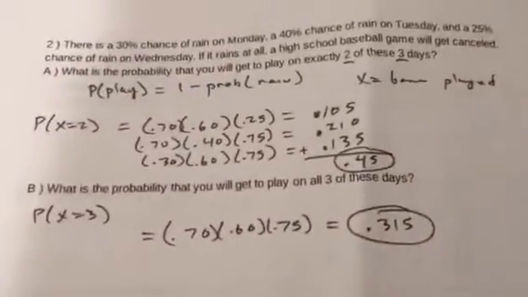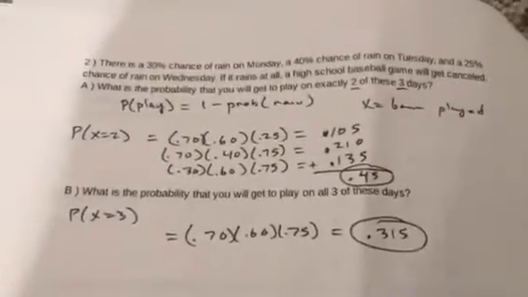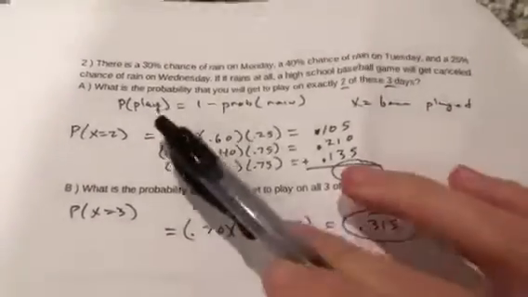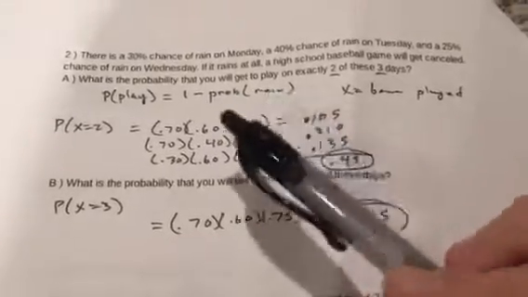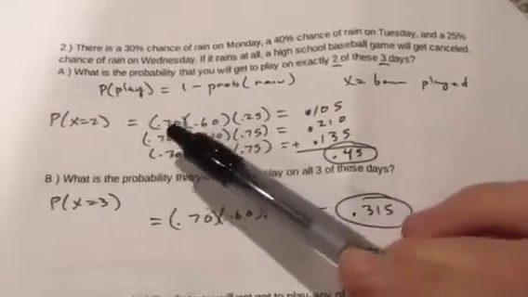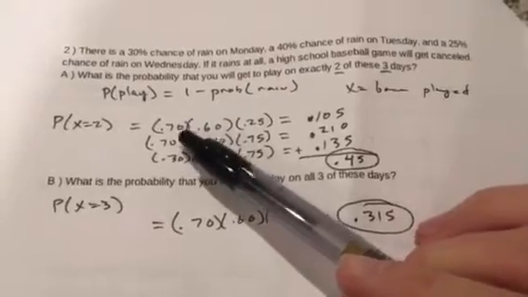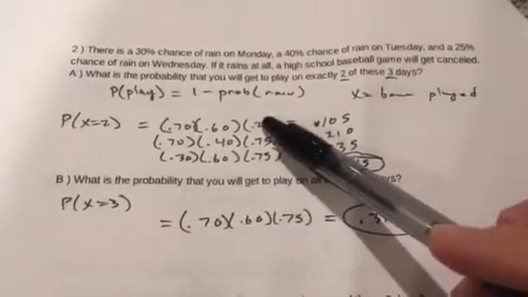Anyway, the probability that x equals 2 is the following. So the probability that you play is 1 minus the probability that it rains. It's the complement of it raining. So you could play the game. So it doesn't rain, it does rain.